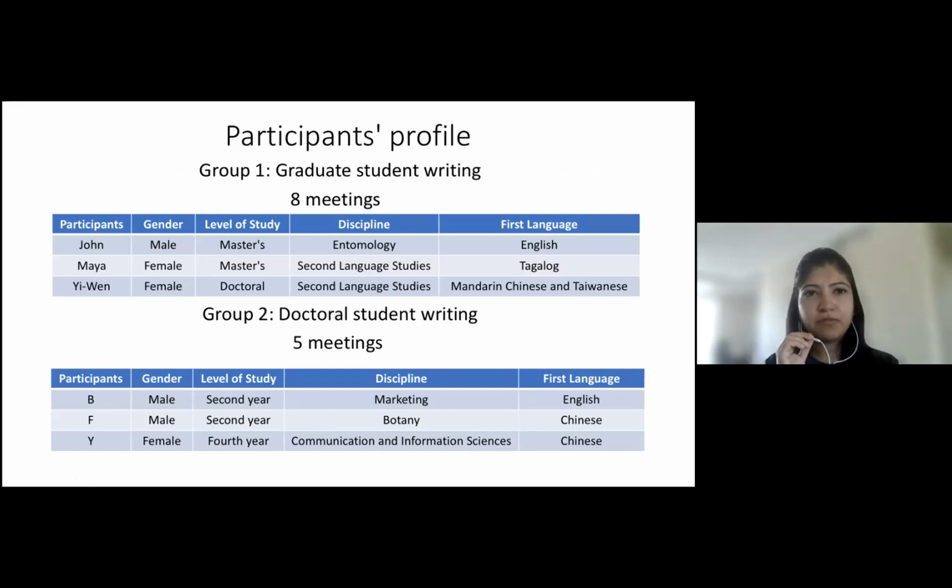The first group, we've had more meetings. We've had 8 meetings so far. The second group started in the middle of the semester. The first group, as you can see, has both master's and doctoral students, but the second one is purely doctoral students. You see a nice mix of disciplines. These are students coming from different disciplines. Their language background is also different.